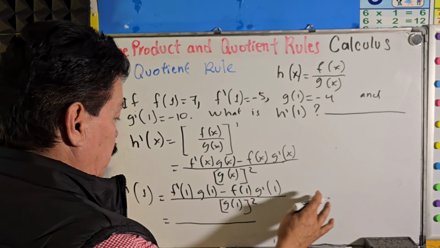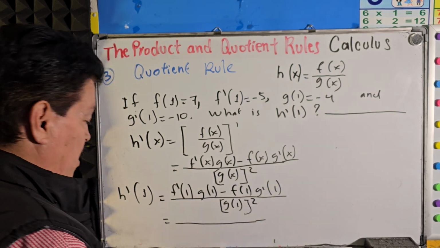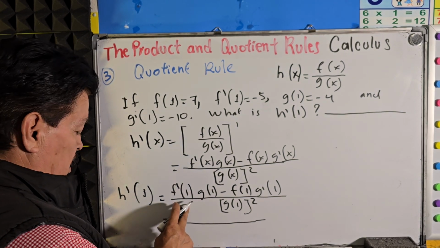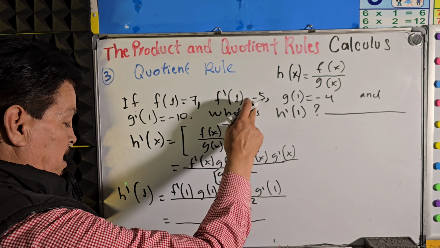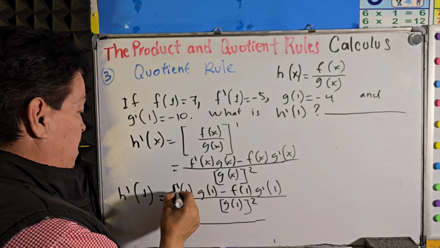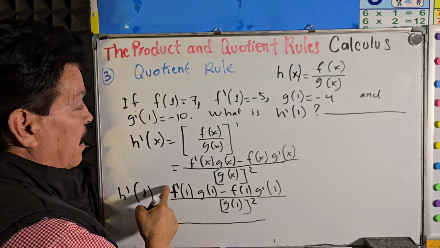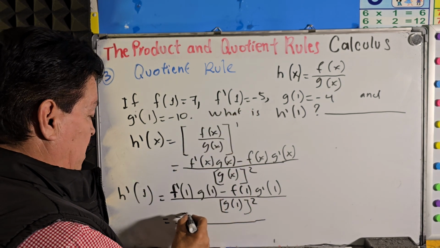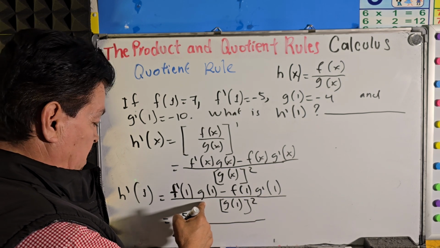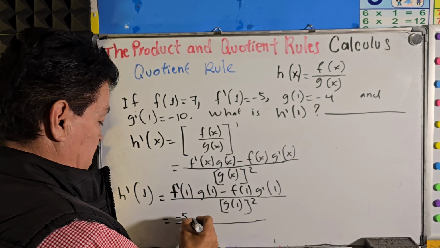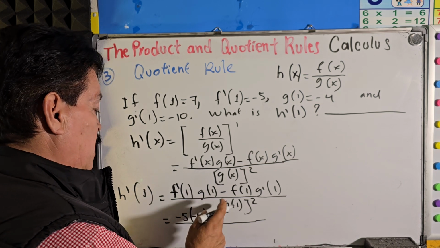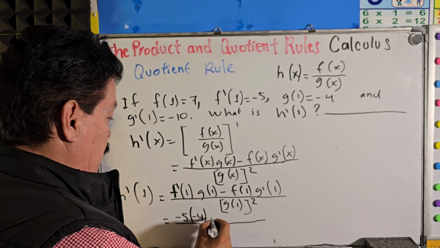this is a complex fraction. This is easy. The first one is f prime of 1. How much is it? It's right here: f prime is equal to -5. And then g of 1, how much is it? g of 1 is -4, right? And then we will have minus here.